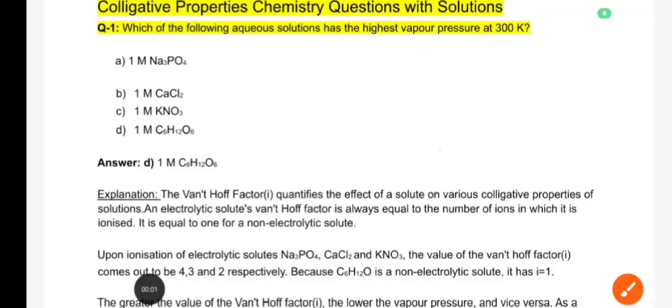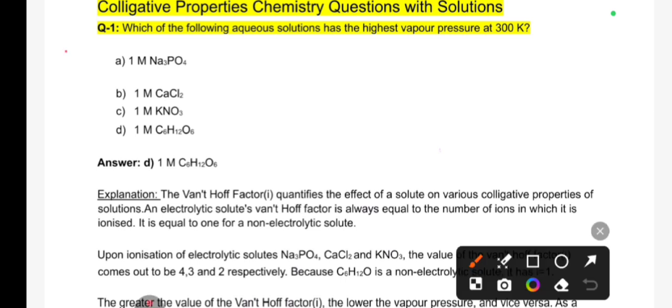Good morning everyone. Today we will discuss a few numericals and a few important questions related to Chapter 1, Solutions. Okay. So our first question is: which of the following aqueous solutions has the highest vapor pressure at 300 Kelvin?